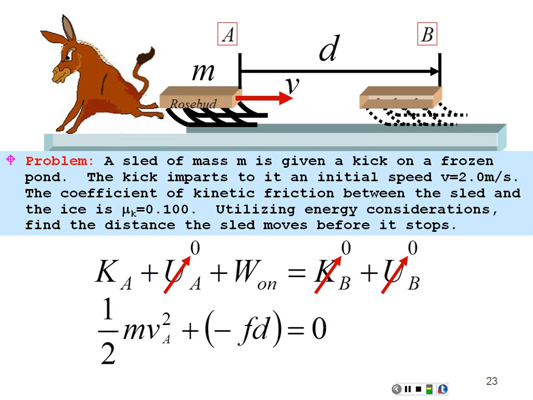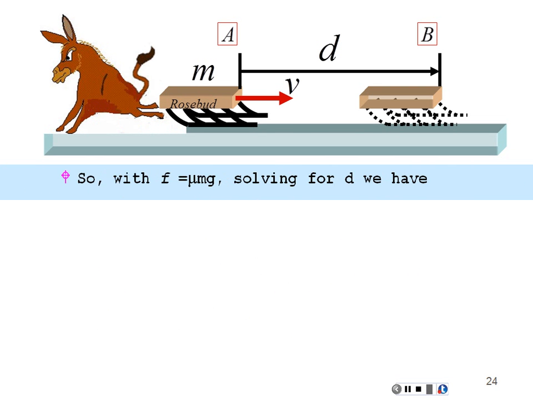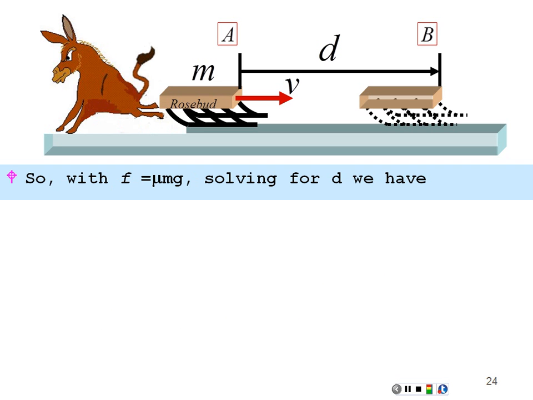Kinetic energy at A is 1/2 mass times the velocity at A squared. The work done on the system is work of friction, and it's working against the displacement. So that's going to be a negative force times distance for friction. If the friction is equal to mu times the normal force, and normal force is mg in this case, our frictional force is mu mg.